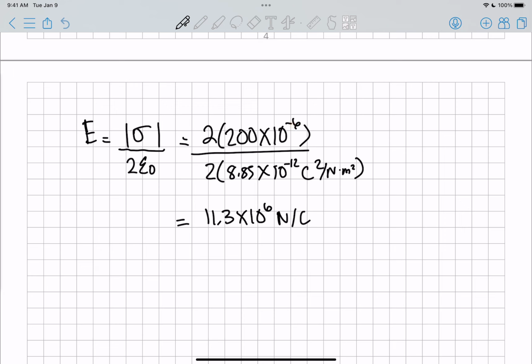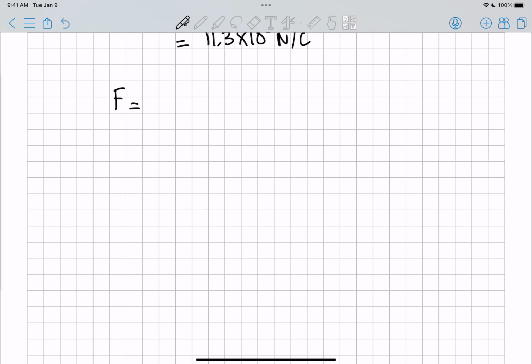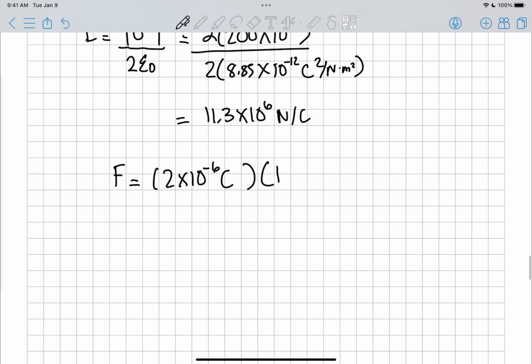So that's your electric field, and now it's just a matter of plugging the electric field back into that equation. Force is equal to that charge, 2 times 10 to the negative 6 coulombs, times that electric field, 11.3 times 10 to the 6th newtons per coulomb, and that gives you your force. Once again, going by the key, it's 22.6 newtons, as far as I know. And then they want the direction, so the direction should simply be directly to the left.